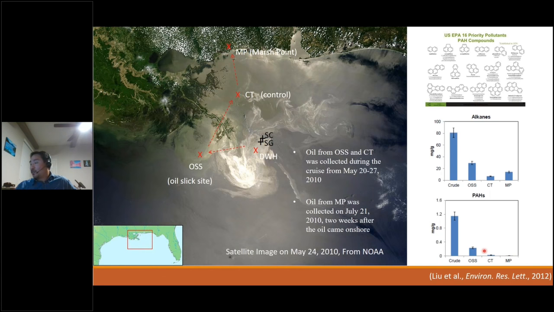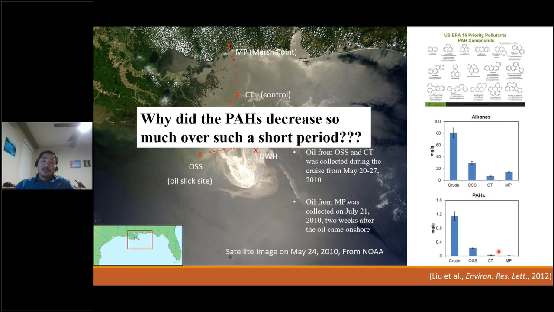But the question is, what happened to the PAHs? Why are they gone, why did they decrease? And you're talking about maybe a couple of weeks here, maybe a week or 10 days from the DWH site to the shore. So that means the PAHs are being weathered or degraded really fast.